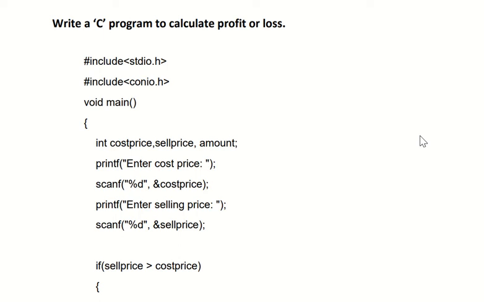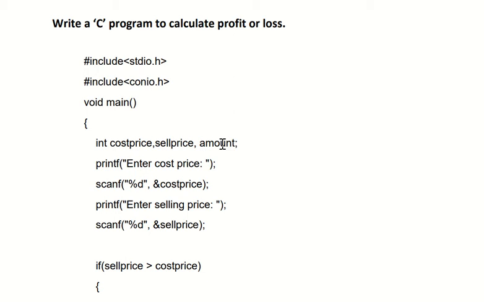Hello everyone. Today's topic is to write a C program to calculate the profit or loss. In this program we are going to ask the user to first enter the cost price, the actual cost price, and then enter the selling price, at what price they are selling. Using a plus-minus formula, we will find out whether we get a profit value or a loss value.